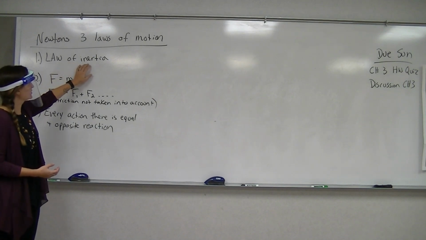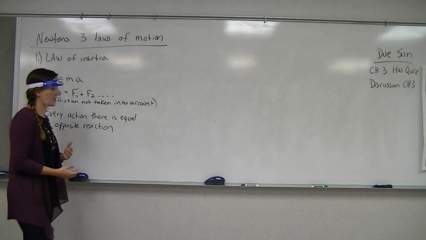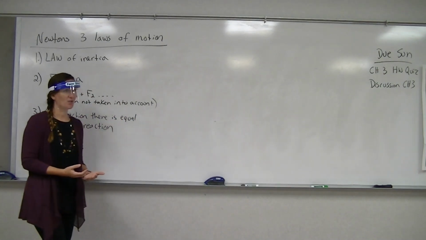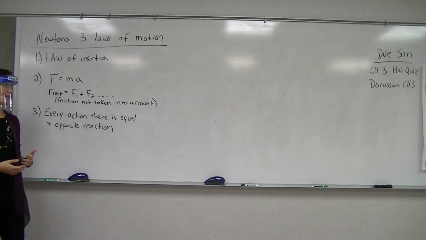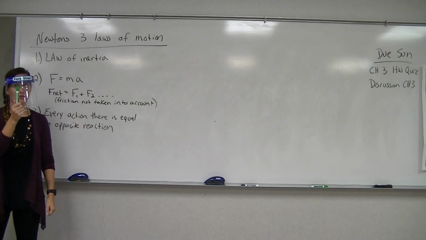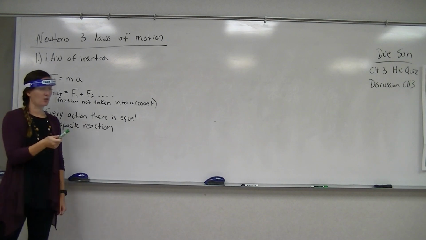The reason it's called the law of inertia is because an object's inertia is its resistance to change. Every object, anything that has mass and occupies space, has a certain amount of inertia. These markers have a certain amount of inertia. They're resisting change.